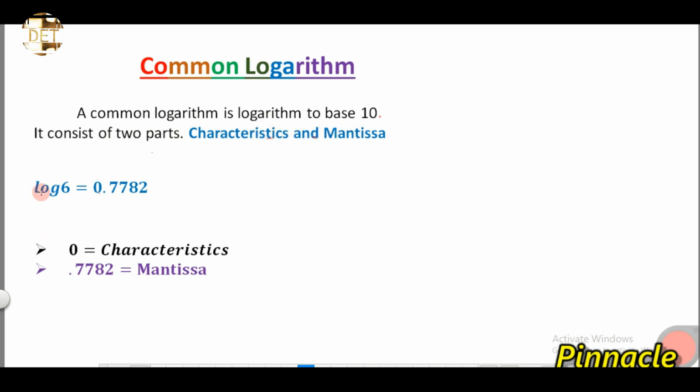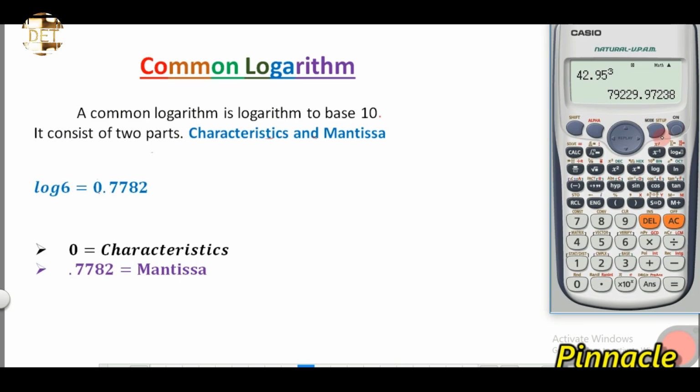So for example, log 6, if I press the value of log 6 in my calculator, that is equal to 0.77815, which is approximately 0.7782. So log 6 is 0.7782. In this log value, 0 is my characteristics and 0.7782 is the mantissa.